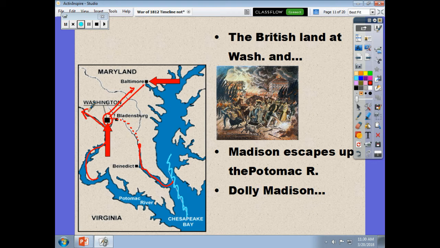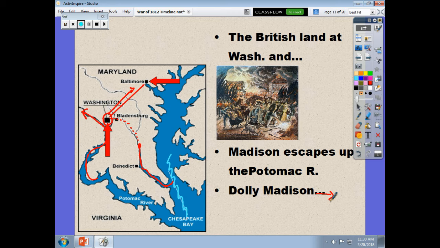So, for instance, a copy of the Constitution. So Dolly Madison down here, Dolly Madison saves a copy of the Constitution. She saves a copy of the Declaration of Independence. She saves copies of important treaties that have been signed and important laws that have been signed by the president over the last, well, not just Madison, but previous presidents as well.